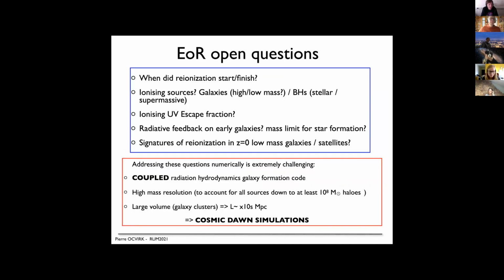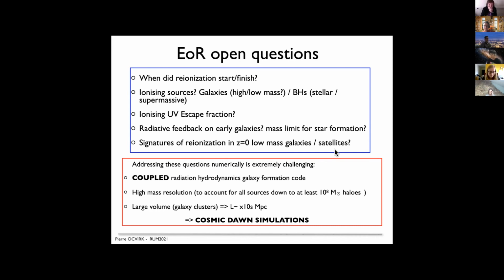So when you want to model reionization, you end up with a number of fundamental questions, such as when did reionization start and finish? What are the ionizing sources responsible for that? What's the photon budget of the universe during the epoch of reionization? How does the escape fraction change with galaxy properties and with time? How strong is radiative feedback on these galaxies? And addressing all these questions numerically is very challenging.